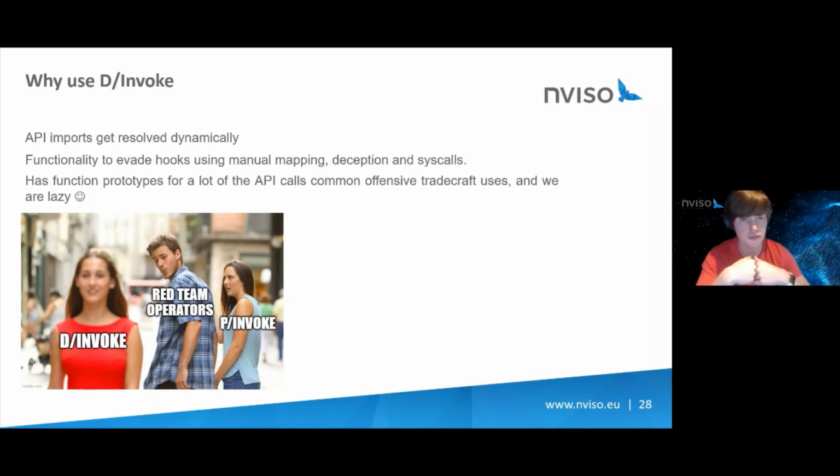My favorite part of this is also that it has function prototypes for a lot of the API calls that are commonly used in offensive tradecraft. I'm a bit lazy, so I don't want to constantly go on the internet, search for the prototype, then port it into C#, even though it's quite trivial to do, because you have websites like pinvoke.net, which will give you the C# implementation of a certain API call, but it takes a lot of copy-pasting work. I just like to have DInvoke there, where I can specify I want to use this call, and it's already created for me. I don't have to do anything. So that's quite interesting.